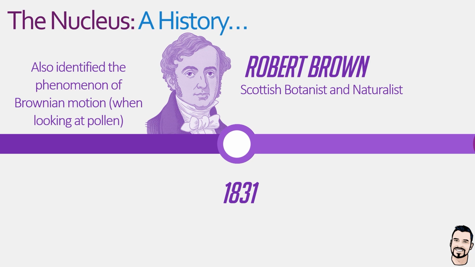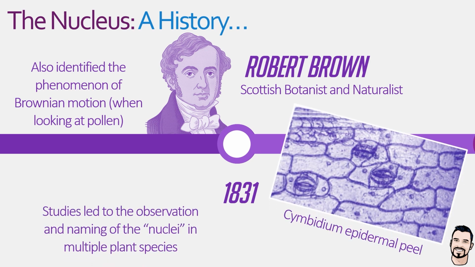And so whilst he was examining orchid tissue under the microscope, Brown noticed a distinct dark, rounded body within each cell. What stood out to him was its consistency. This structure appeared across a wide range of plant species and was clearly an integral part of the cell, not just a visual artifact. And so Brown formally named this structure the nucleus, with his work representing the first clear and systematic description of the nucleus as a universal cellular component.